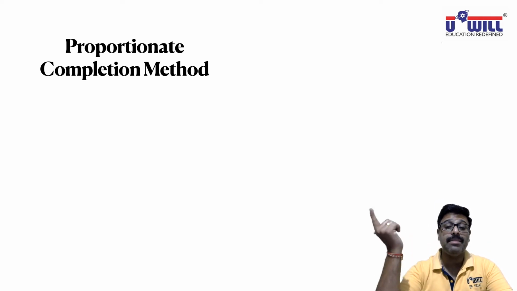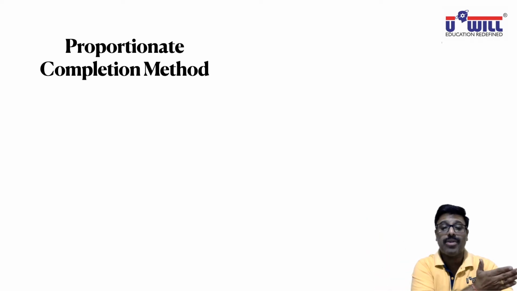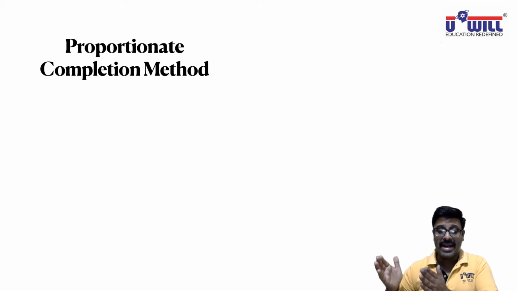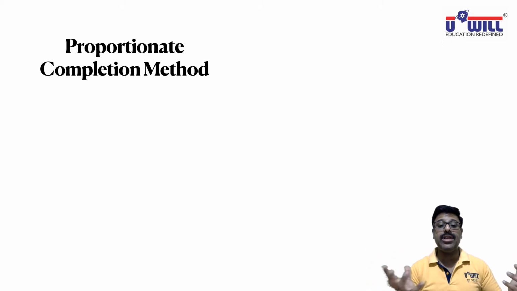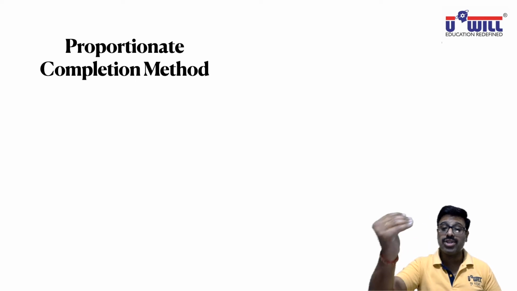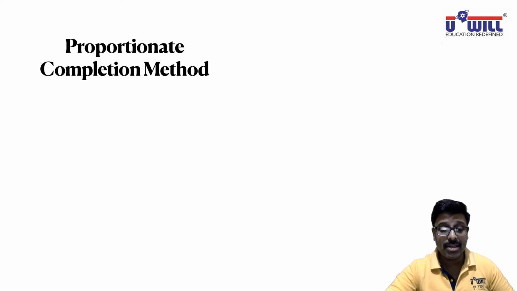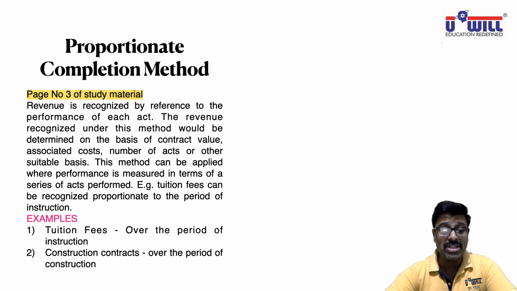Like percentage completion method we applied in contract costing, because in a single act the contract doesn't get over, it gets over in 3-4 years. So the activity is performed in a series of acts which is spread over 3 to 4 years. So we apply percentage completion method. Okay, so this is there in page number 3 of your study material. We'll read it first and then in the notebook I'll make you write it in brief only.